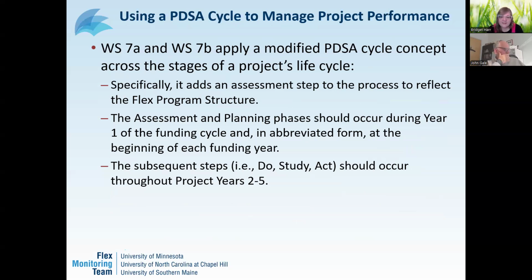Projects rarely unfold exactly as planned, and PDSA cycles provide a structured way to monitor progress, identify challenges, and make mid-course corrections. Worksheet 7A helps you track implementation activities, what was done, who participated, and whether the project unfolded as planned. Worksheet 7B helps you evaluate project outcomes, using the measures you identified earlier to see if the intended and expected changes occurred. Together, they provide a built-in mechanism for reflection and adjustment. They also align with Flex program reporting needs, making it easier to prepare annual progress and final reports.